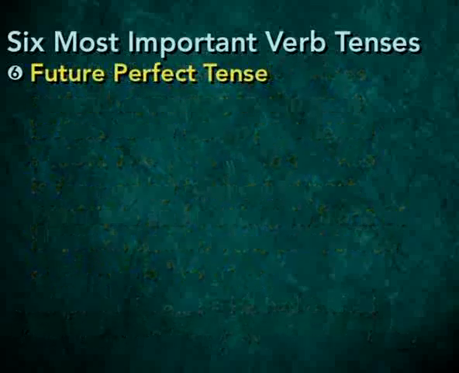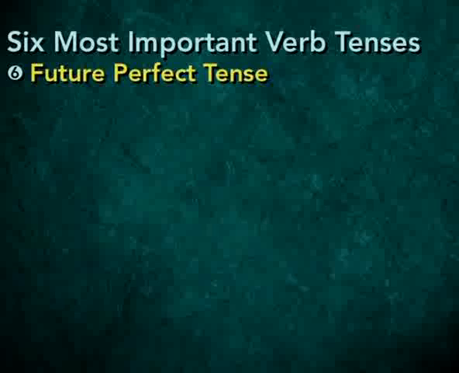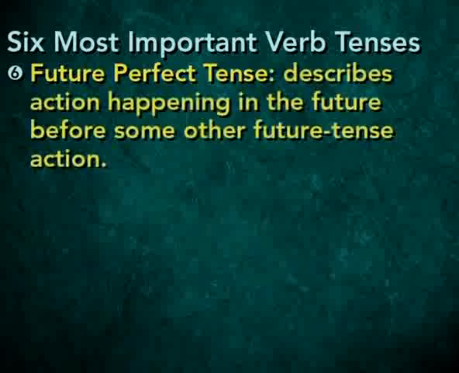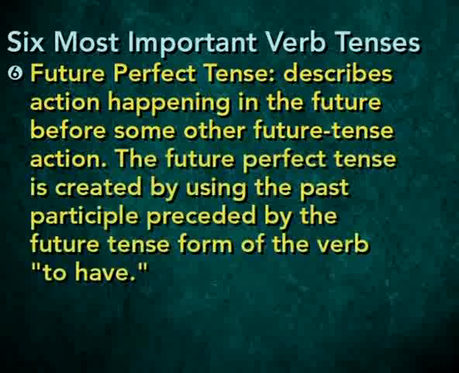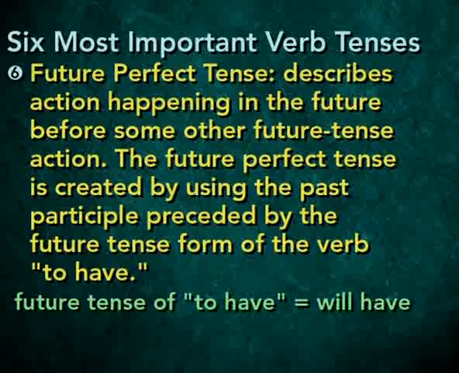Now, the sixth and final basic tense in English is the future perfect tense. This is used to describe action happening in the future before some other action, which is usually described using the future tense. The future perfect tense is created by using the past participle preceded by the future tense form of the verb to have. Now, the future tense of the verb to have is formed with the words will have. So when we take the words will have and follow them by the past participle, we end up with the future perfect tense.